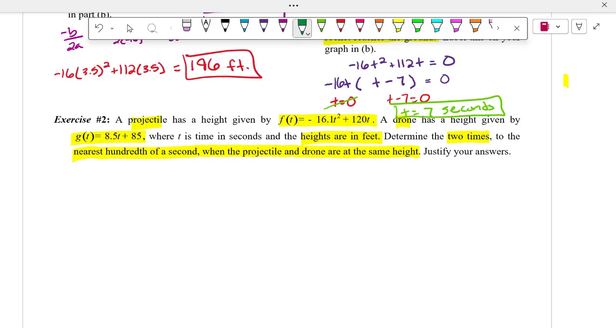It's a system. So if I drew a graph of this, this would be the projectile. What's going on with that? All right. And this would be the drone. So it's not quite accurate, but it's pretty close. Now, if we wanted to attempt solving this by hand, how would we set it up? We would set them equal to each other.